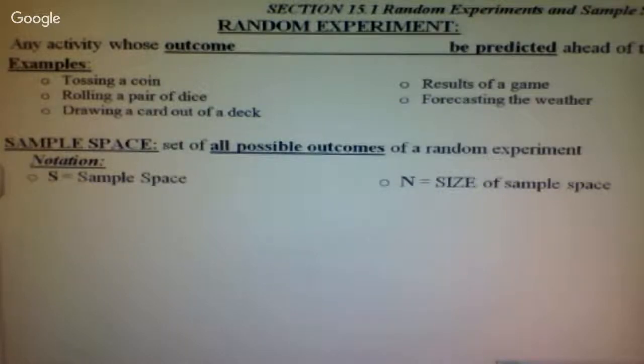So, we need to talk first about a random experiment. A random experiment is any activity whose outcome cannot be predicted. Okay. I can't predict when I flip a coin that it's going to land on heads. I know that I have options.